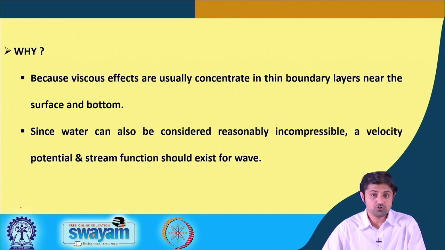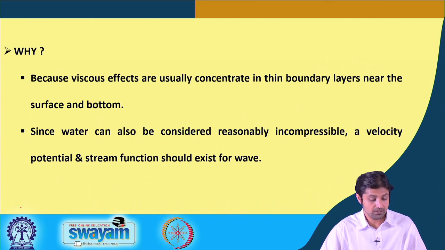Since water can also be considered reasonably incompressible, we can assume the existence of a velocity potential and stream function. All right, so going back to the basics, you remember, if we can say that water is incompressible, then there will exist a velocity potential and stream function for an inviscid and irrotational flow case. Recall your lectures from inviscid fluid flow.